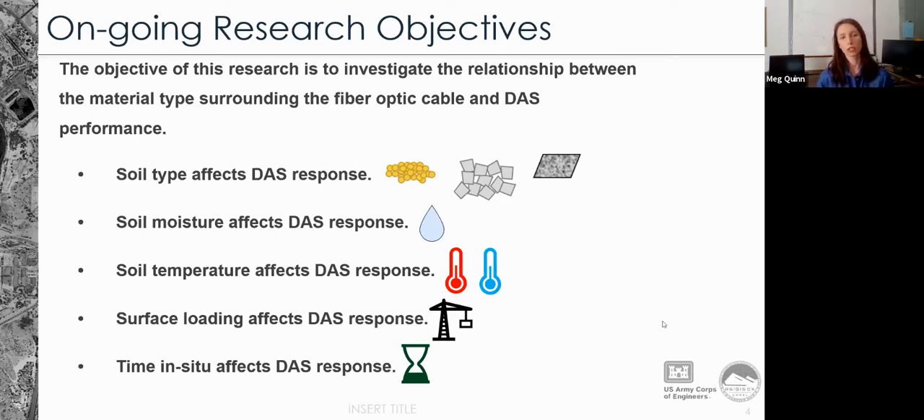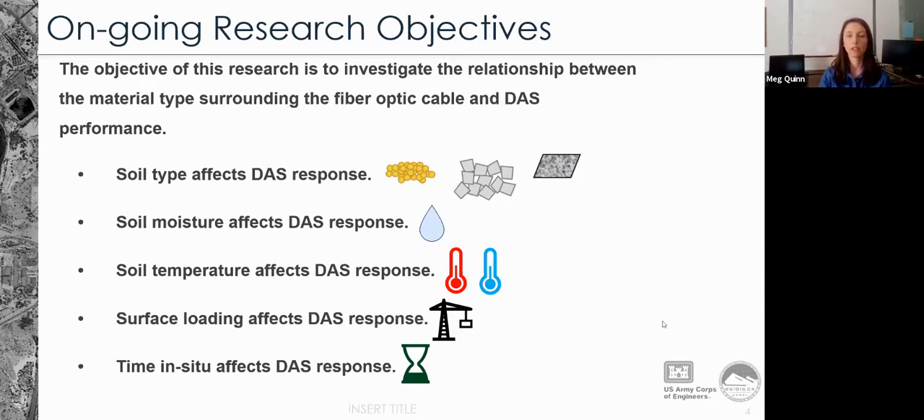How do soil moisture and soil temperature affect DAS response? So we're looking at the long-term viability of these sensors for monitoring. Do seasons affect it? How about water infiltration, soil moisture? And the assumption is it does affect it, but then if so, is it significant? Is it something that engineers need to worry about and design around or not?